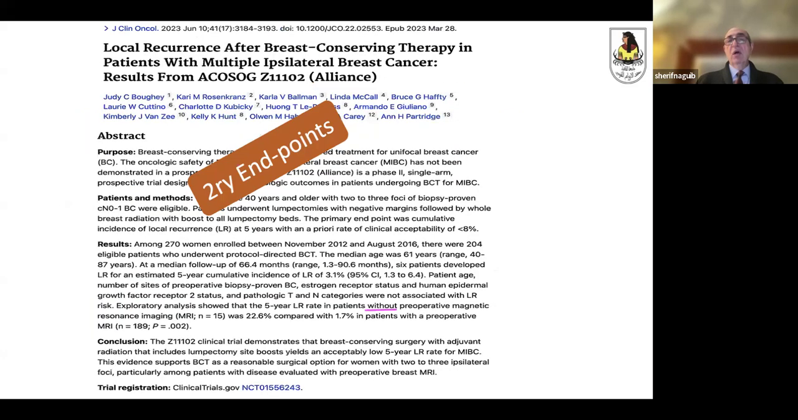They also evaluated the locoregional recurrence in these patients, and they found that the 5-year cumulative incidence of locoregional recurrence was 3%. The 5-year rate of recurrence in patients who did not have MRI was 22.6% compared to 1.7% in patients who had preoperative MRI. And this shows how important MRI is in the preoperative diagnosis of patients with multifocal or multicentric disease.